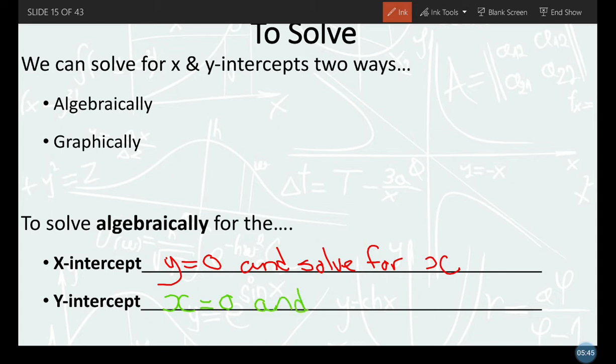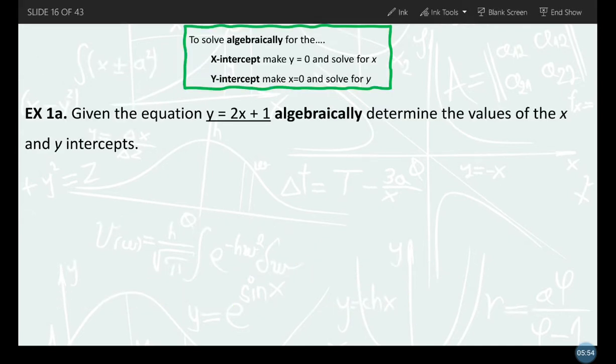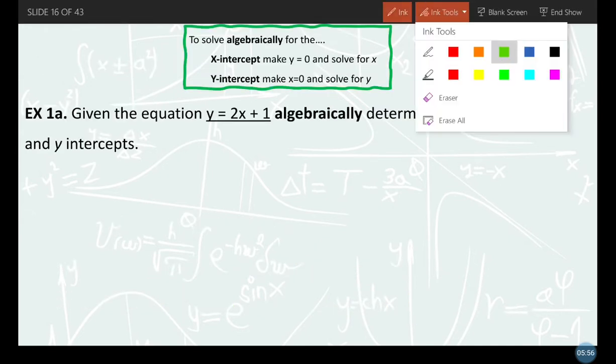And when we do that, we get rid of x, so then we'll just solve for what's left, which should be y. So that's my rule. So let's go look and apply those to a few different examples here.